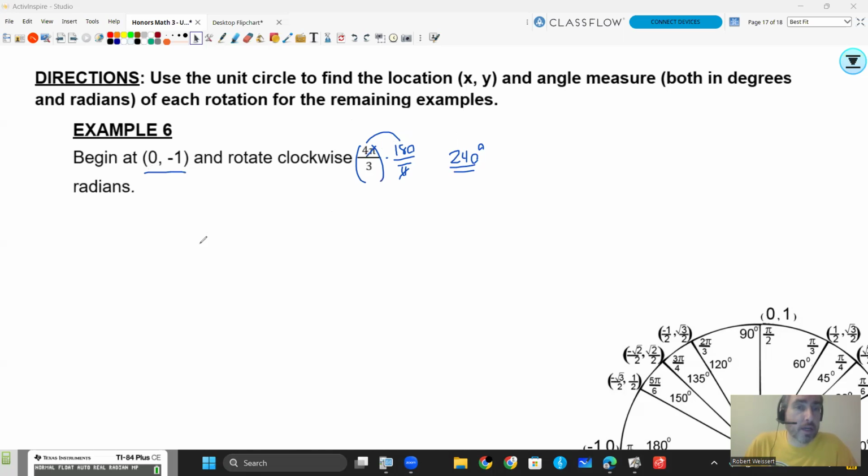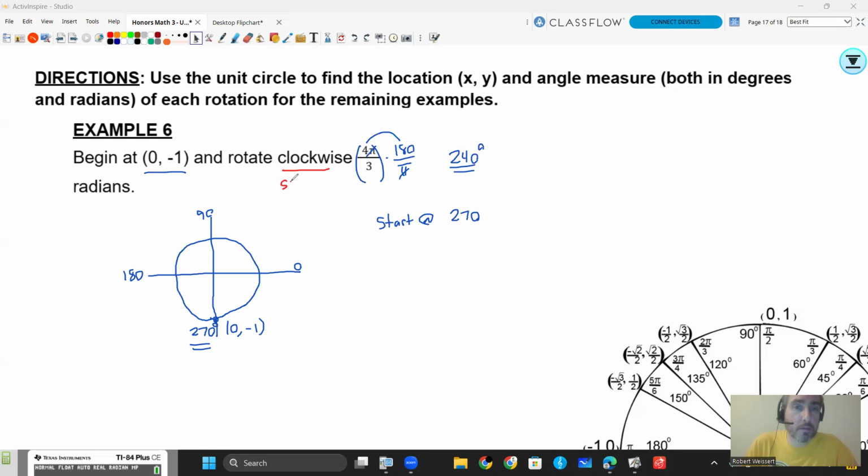So we're going to begin at 0, -1. So on the unit circle, 0, -1 is going to be down here. This is going to be 0, 90, 180, and 270 degrees. So since 0, -1 is at 270 degrees, we're going to start there. And we want to go clockwise. Now, clockwise is going to be minus. So we're going to want to subtract 240 degrees from that.